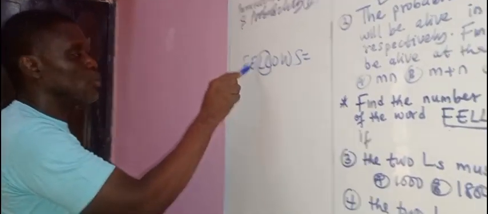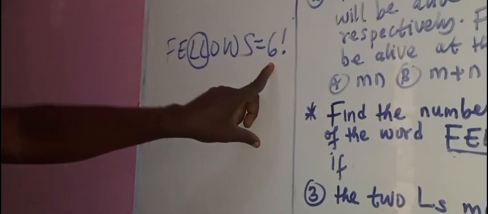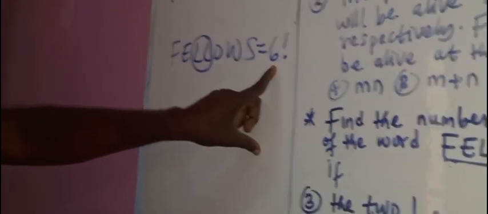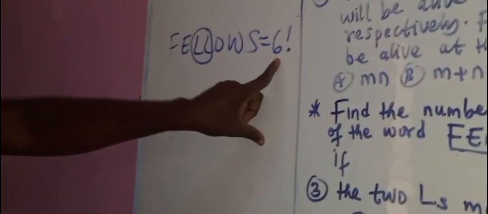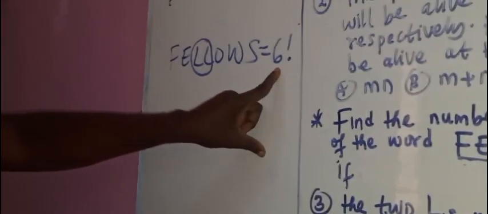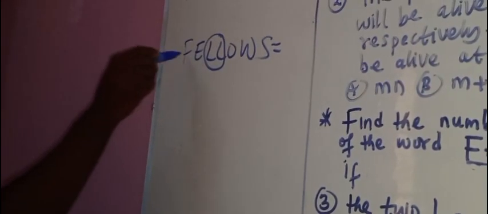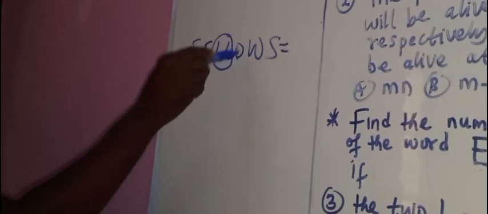So how many do we have to permute now? We have 1, 2, 3, 4, 5, 6. We have 6 factorial, 6 ways this can be arranged. Are you following? Sorry, I made a mistake there. So we have 1, 2, 3, 4, 5, 6. There are 6 of them.